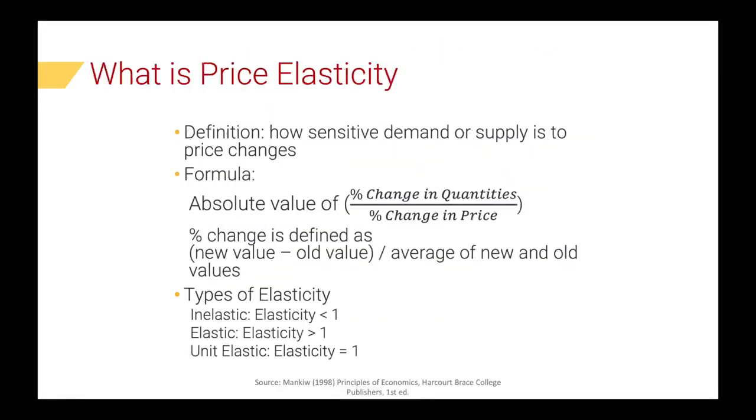What is price elasticity? Price elasticity is how sensitive demand or supply is to price changes. The formula is the absolute value of the percent change in quantity divided by the percent change in price. And if you're unaware, percent change is defined as the new value minus the old value divided by the average of the old and new values. That's how we calculate it when we are doing elasticity.